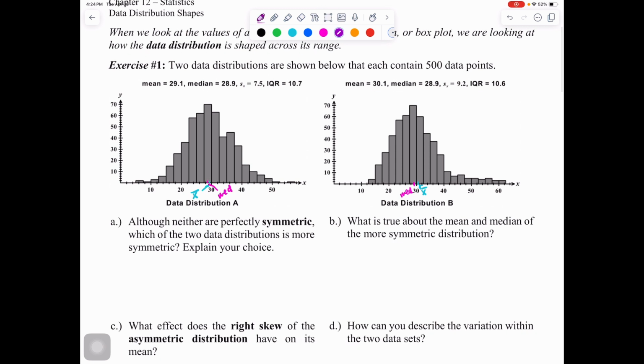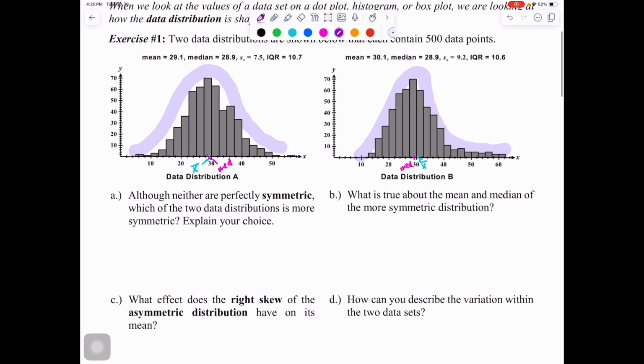So in part A, although neither are perfectly symmetric, which of the two data distributions is more symmetric? So think about what it means to be symmetric. That means you have symmetry. You can be chopped down the middle and your two halves match. So if I had to pick that, I'm going to take a highlighter here and notice that this one goes up and comes back down. This one goes up and comes back down, but has a little bit of this stretched out shape on the right-hand side. So if I draw that in over the top, I can see a little bit easier that definitely A is the one that's more symmetric than the other.